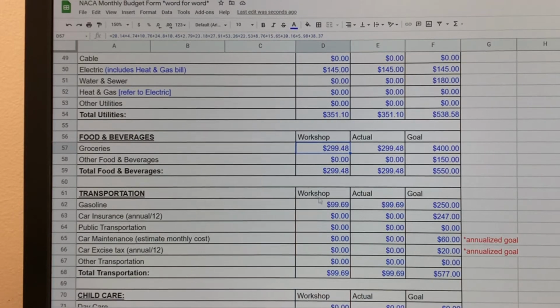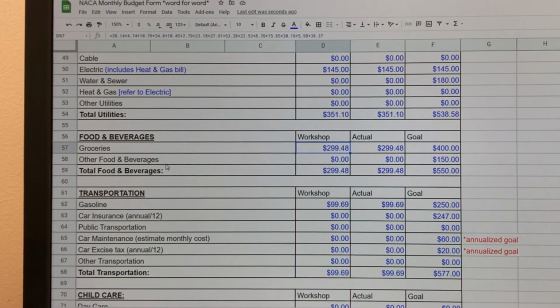Okay. And other food and beverages really should be household items. This is where we put down toiletries. Next we have is transportation.